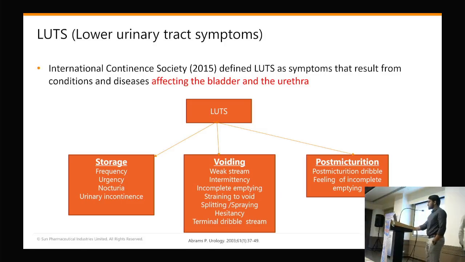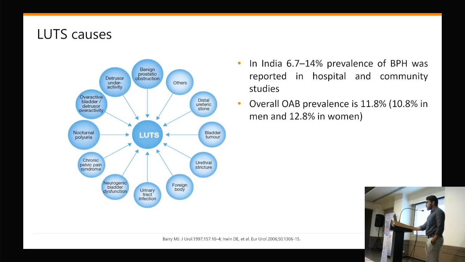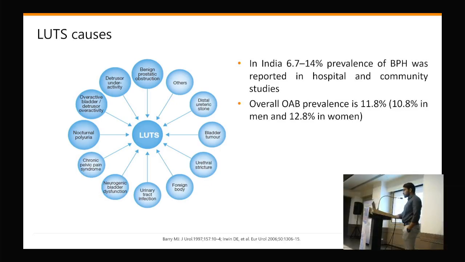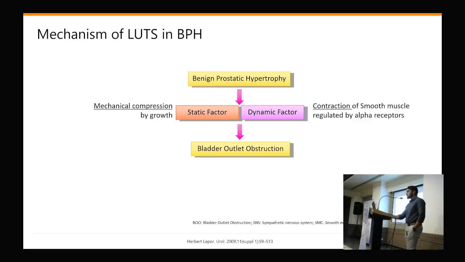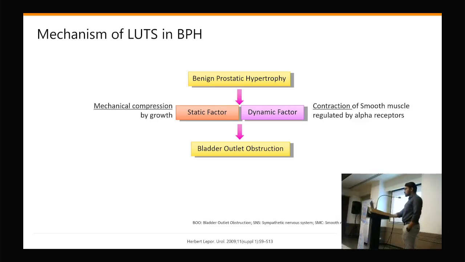So what is LUTS? It is defined as symptoms that result from condition and disease affecting the bladder and the urethra. It comprises of storage symptoms, voiding symptoms and post-micturition symptoms. LUTS is because of BPH, then detrusor overactivity, underactivity, then it may be neurogenic cause, any urinary tract infection, urethral stricture or any tumor. Mechanism of LUTS in BPH is mainly because of two reasons. There is a static factor and a dynamic factor. Static factor is mainly because of compression by the growth, whereas dynamic factor is because of smooth muscle contraction.